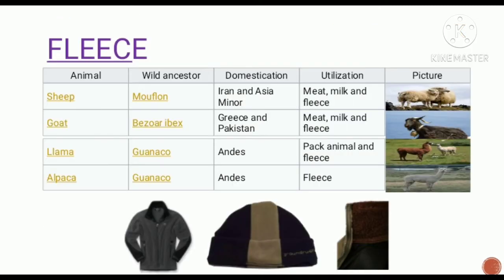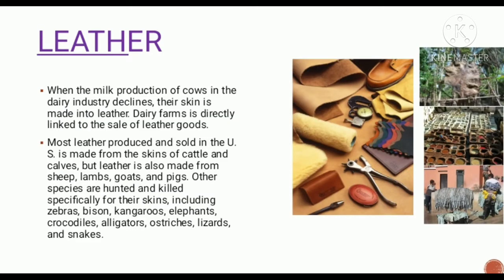Fleece. Common fleece-producing animals are sheep, goats, llamas, and alpacas. Below are their common products. Leather. When the milk production of cows in the dairy industry declines, their skin is made into leather. Thus, dairy farms are directly linked to the sale of leather goods.